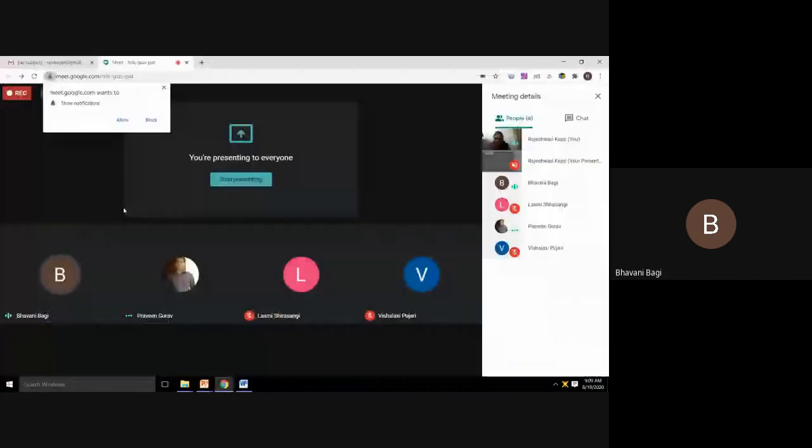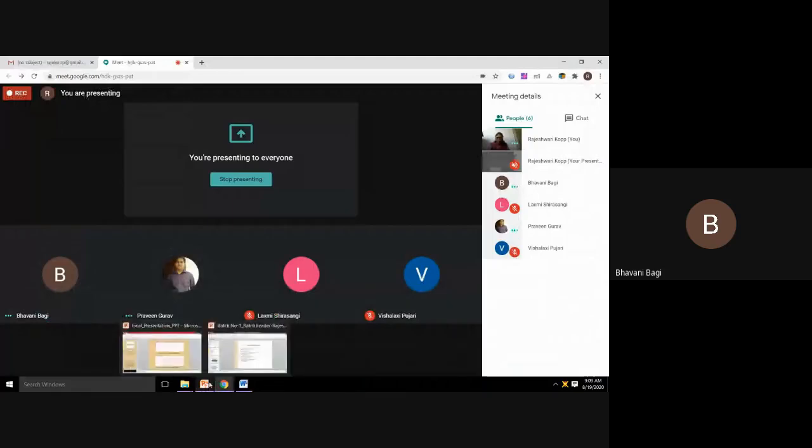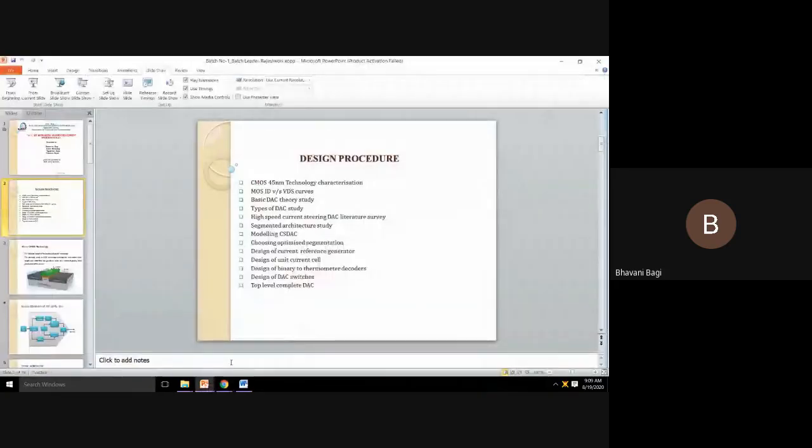Can I start? Yes, continue. 45 nanometer CMOS technology. CMOS means complementary metal oxide semiconductor, also known as complementary symmetric metal oxide semiconductor. It is a type of metal oxide semiconductor field effect transistor fabrication process. CMOS technology is used for constructing integrated circuit chips. Characteristics of CMOS: CMOS devices have noise immunity and low static power consumption.